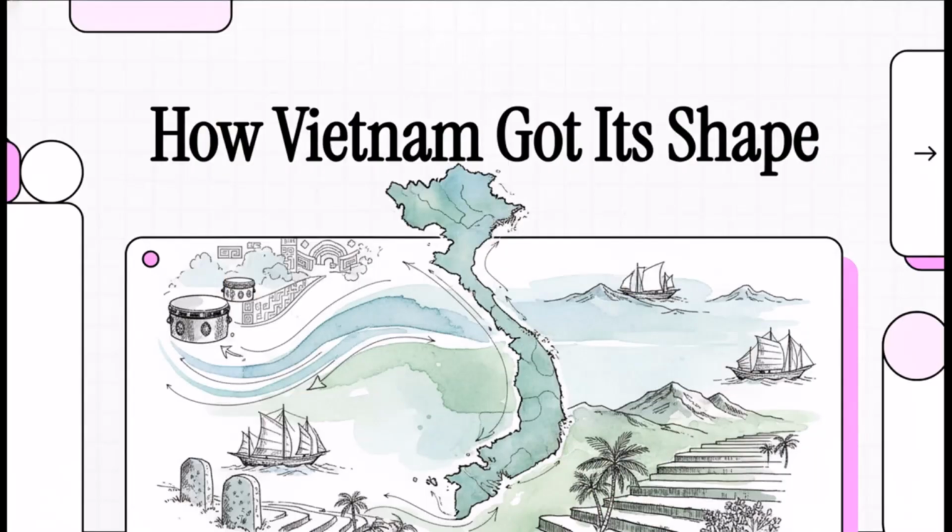Welcome to The Explainer. Today we're looking at a really fascinating question. We're going to dive into centuries of history to see how a nation's borders were forged, creating one of the most recognizable shapes on the whole world map.